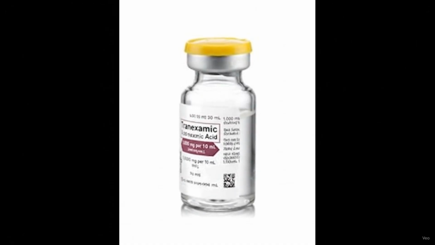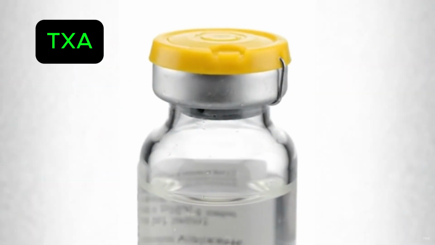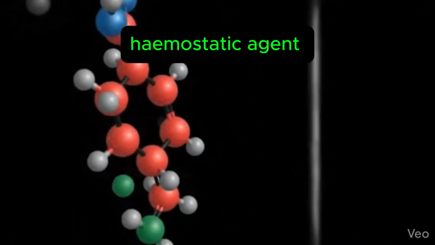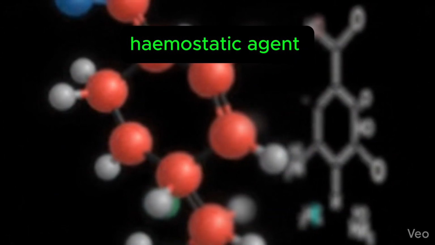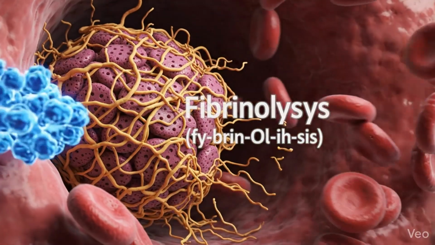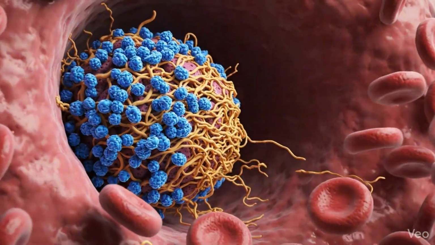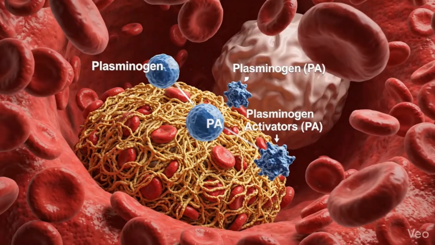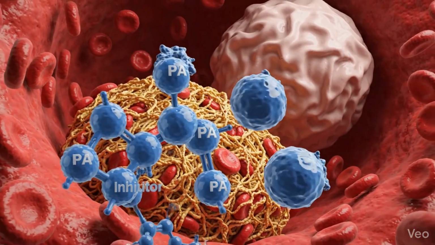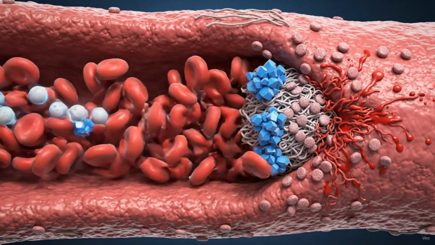Drug number 8, Tranexamic Acid, or TXA as it is known in trauma medicine. Tranexamic acid is a hemostatic agent, he-mo-sta-tic, a drug that stops bleeding. It works by blocking a process called fibrinolysis, fibrin-o-ly-sis, the natural breakdown of blood clots. Specifically, it blocks plasminogen activators, preventing the conversion of plasminogen to plasmin, the enzyme that dissolves clots.